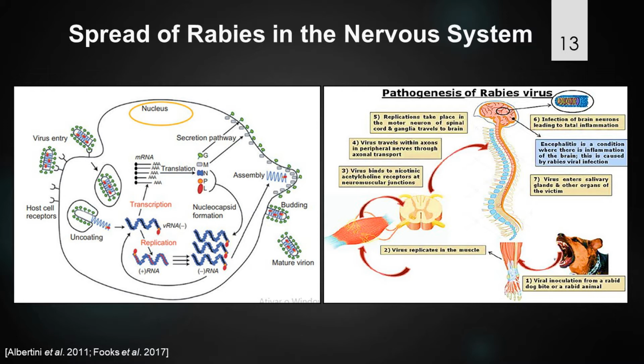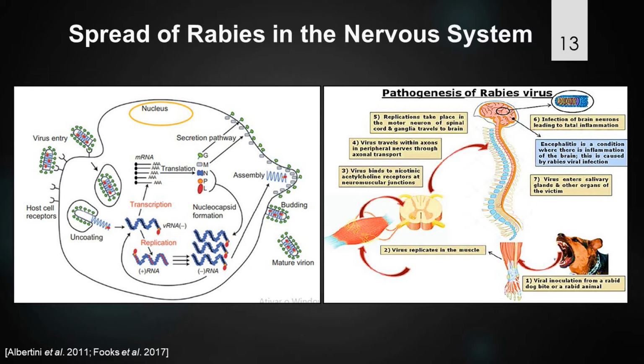For instance, proteins M2 and G are transferred to the cell membrane, and proteins P, L, and N will associate with the genome to form the ribonucleoprotein. M2 and G can also interact with N protein to assemble and bud out new viral particles of the host cell. The pathogenesis of the rabies virus is represented in the right picture.